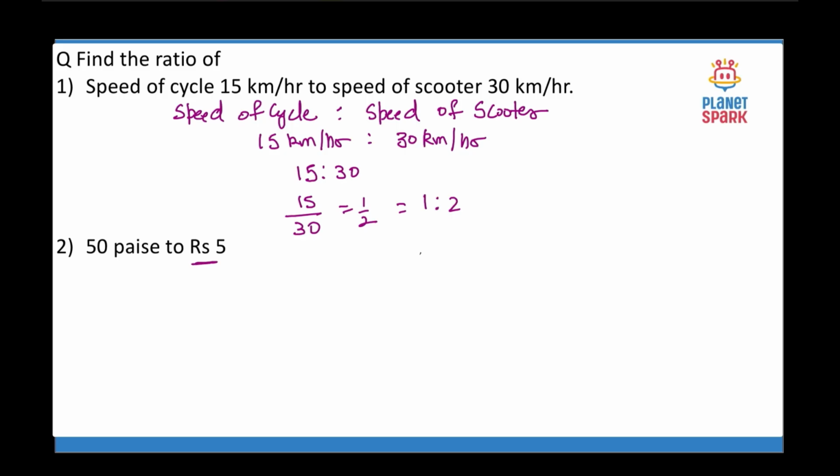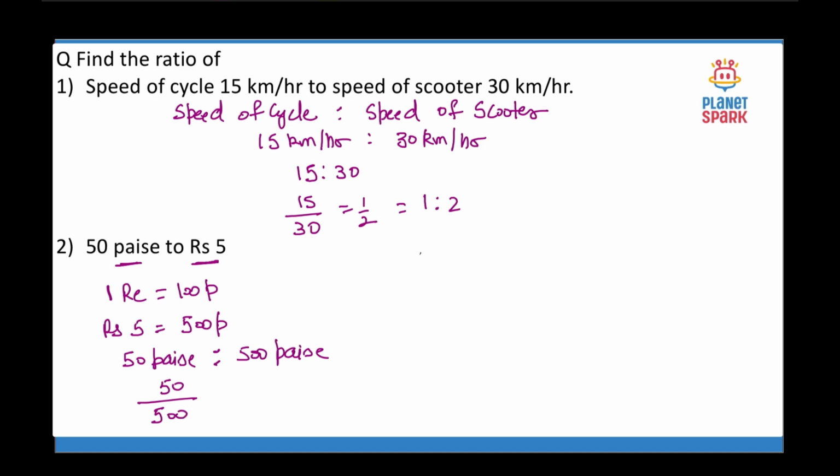Second part is 50 paisa to rupees 5. Make sure units are same. Paisa and rupees are not the equivalent units. So first we need to either convert paisa to rupees or rupees to paisa. In this case, I am converting rupees to paisa. 1 rupee is equal to 100 paisa, so 5 rupees will become 500 paisa. Now I have to find out 50 paisa ratio 500 paisa. I will write it down in fractional form as 50/500. 50/500 will mean 1/10. 1/10 is 1:10.